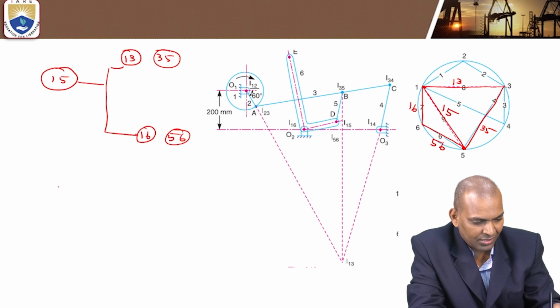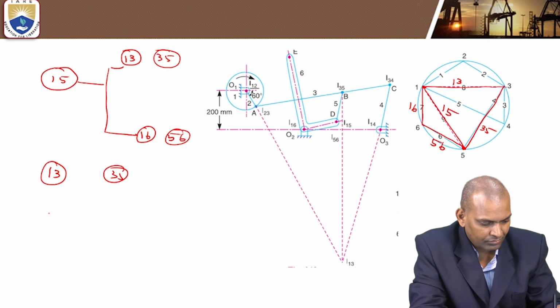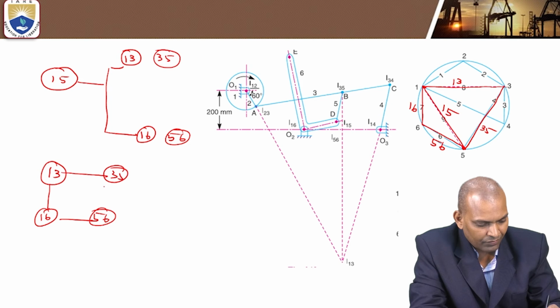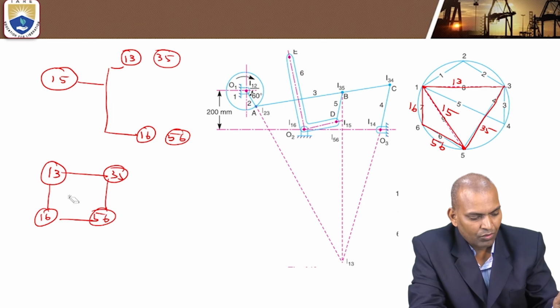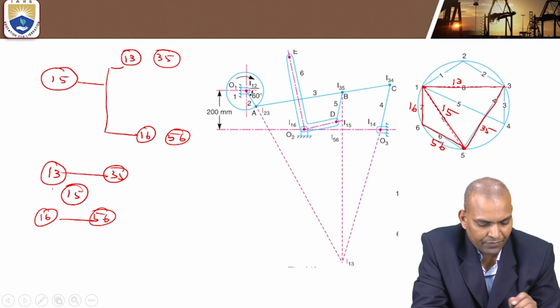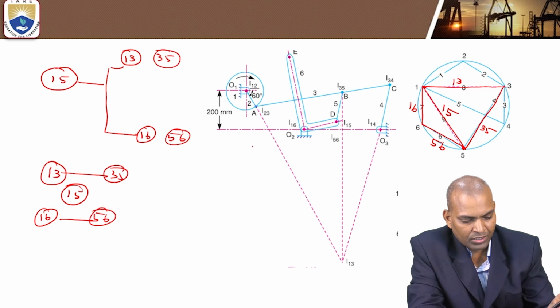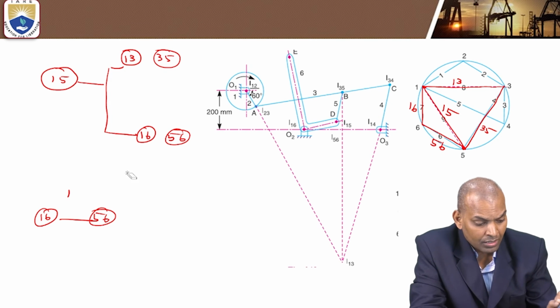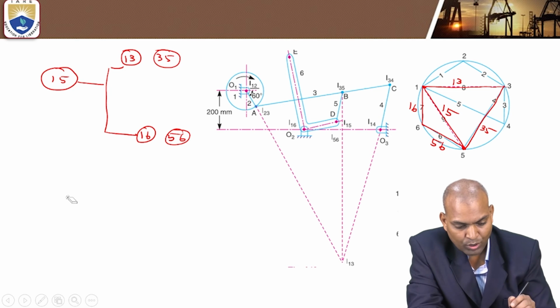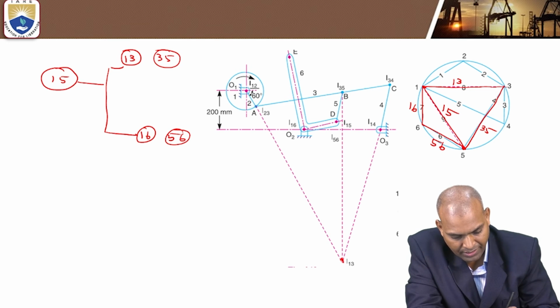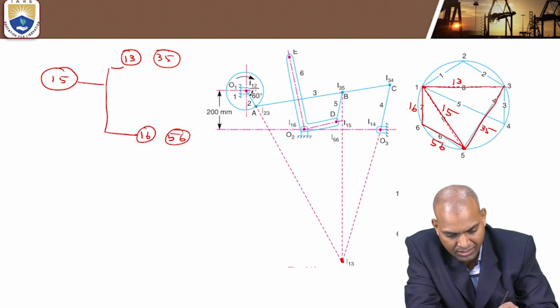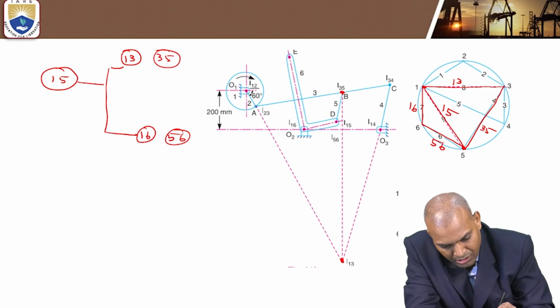You can make it here: 1, 3, 3, 5, and 1, 6, 5, 6. Then from these intersections, what will happen? 1, 5 comes. Where are 1, 3 and 3, 5? We have to know it. This is 1, 3 and 3, 5 is here. Join the 1, 3, 3, 5 line.